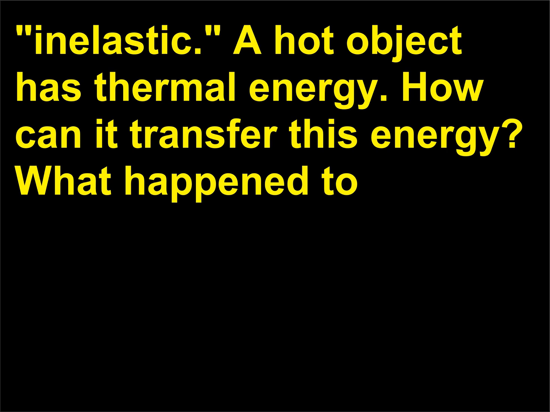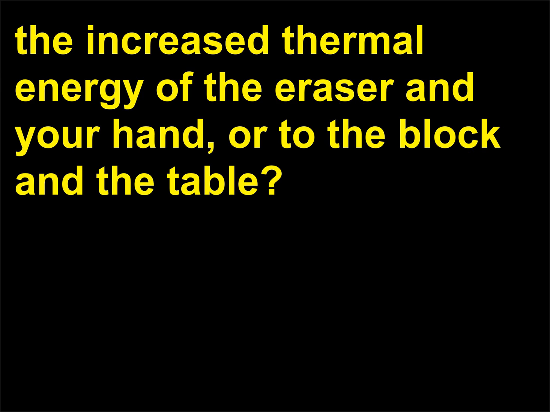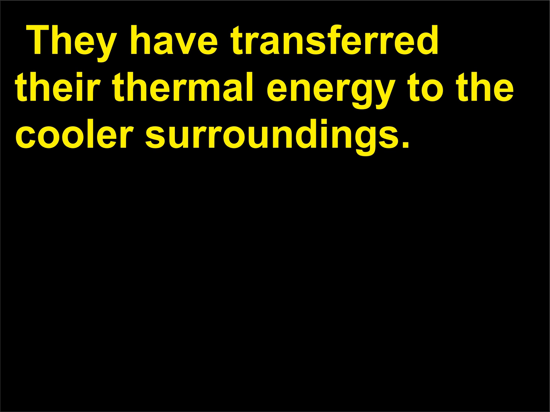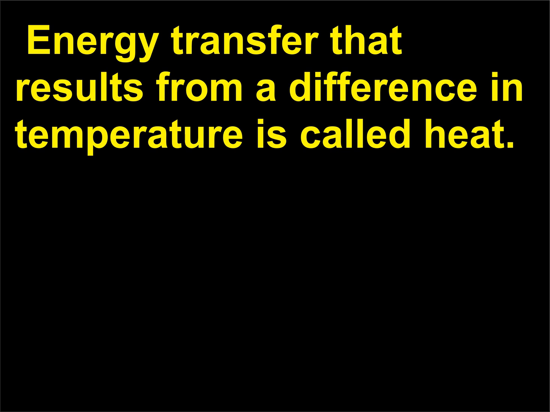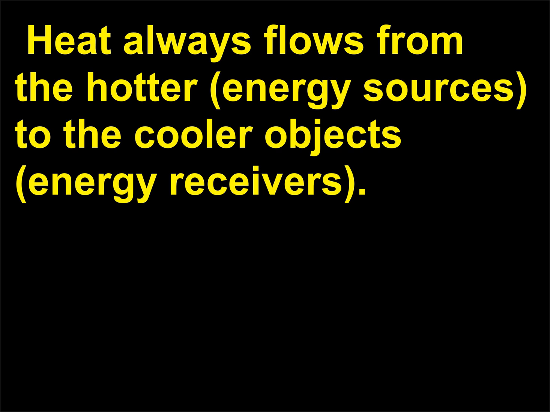A hot object has thermal energy. How can it transfer this energy? What happened to the increased thermal energy of the eraser and your hand, or to the block and the table? A short time later all will have cooled. They have transferred their thermal energy to the cooler surroundings. Energy transfer that results from a difference in temperature is called heat. Heat always flows from the hotter energy sources to the cooler objects, energy receivers.